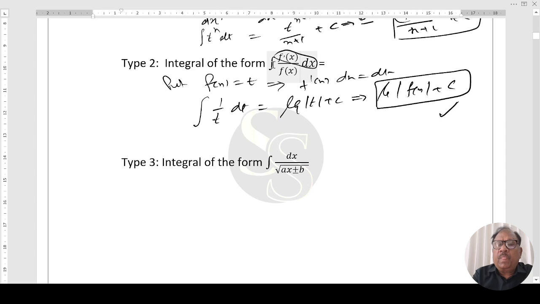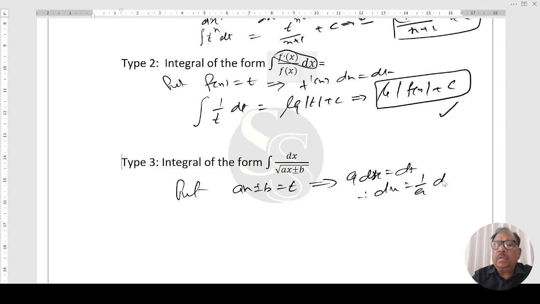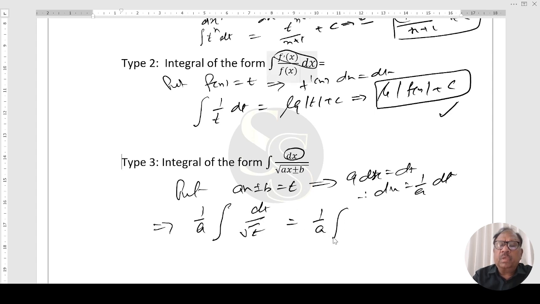In this case, substitution: put ax plus minus b equal to t. Differentiating both sides, we get a dx equal to dt. Therefore, dx equal to 1 by a dt. In place of dx we put 1 by a dt, with 1 by a being constant taken outside integration, dt upon root t. This comes out to be 1 by a t to the power minus 1 by 2 dt.